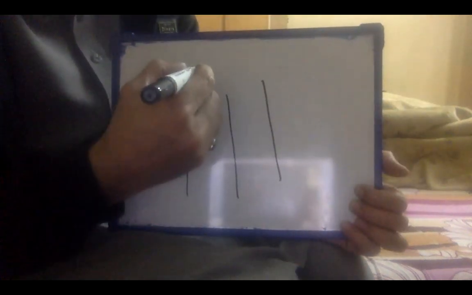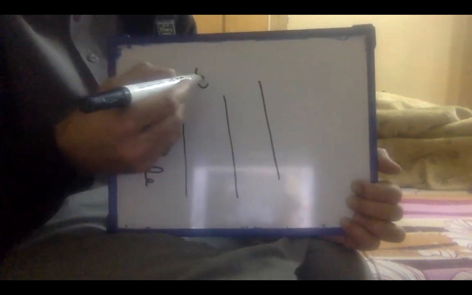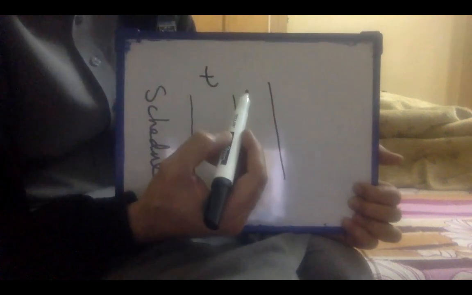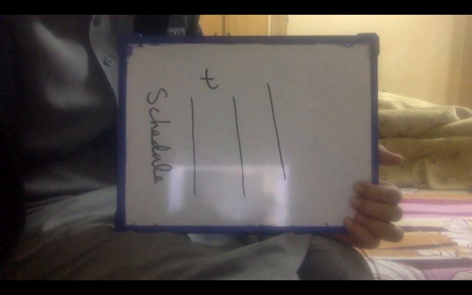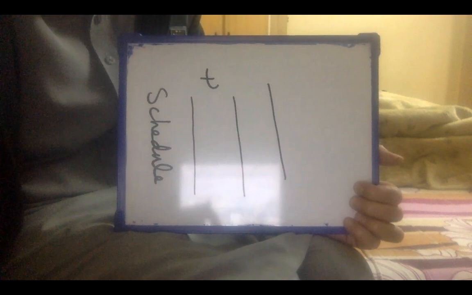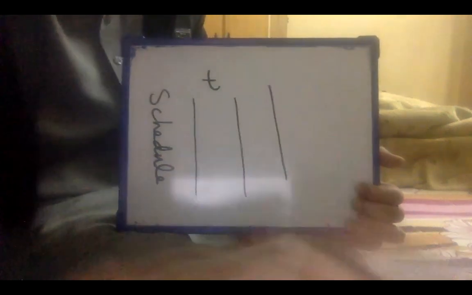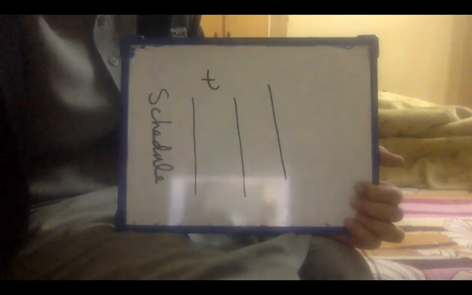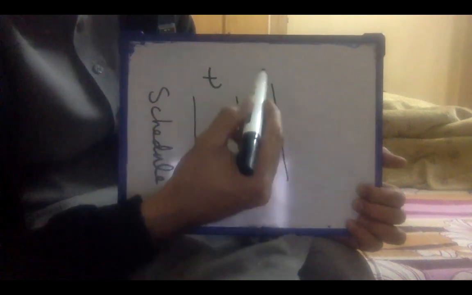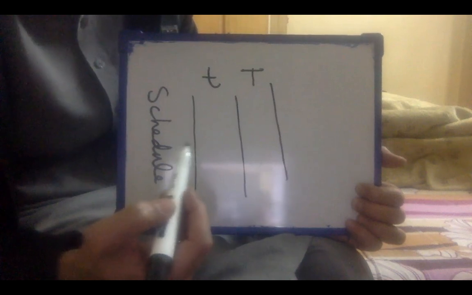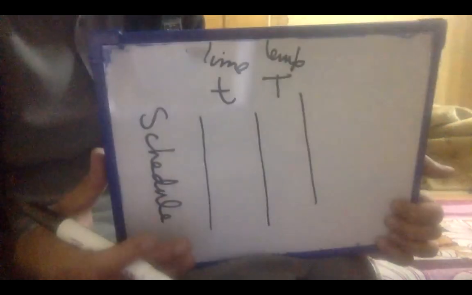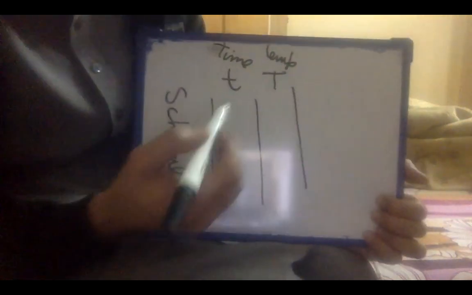So this is your t, and then we have the temperature. t is the time, and then we have the capital T for the temperature. So this is the time, and this is the temperature. Here you can assume that this is time.